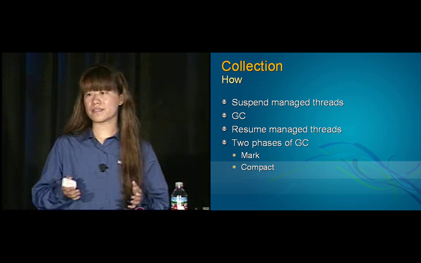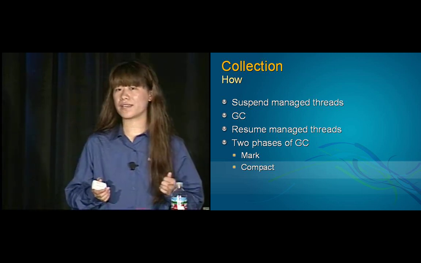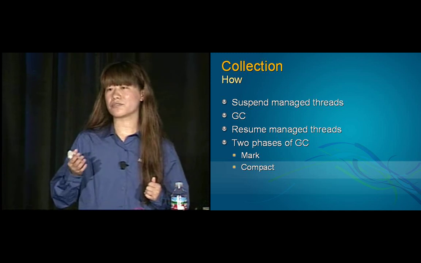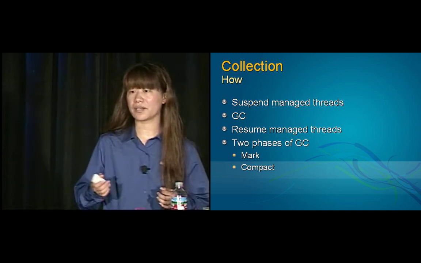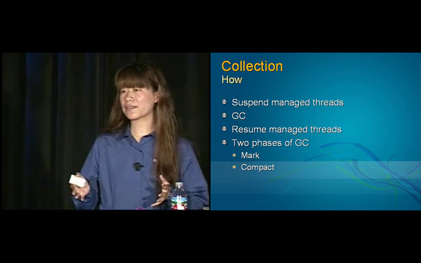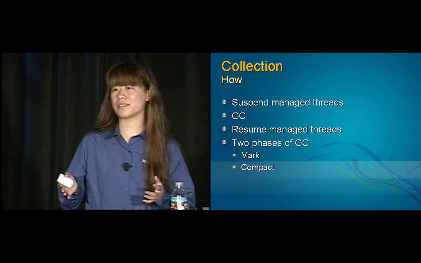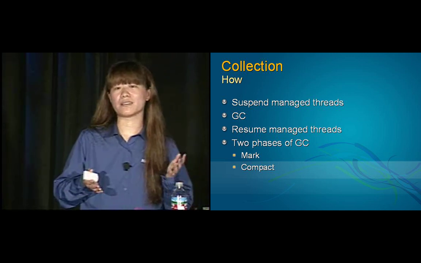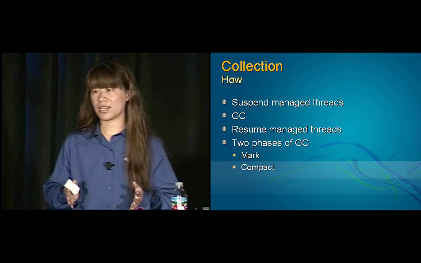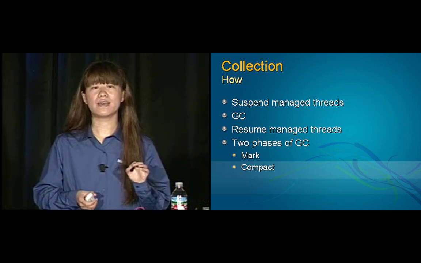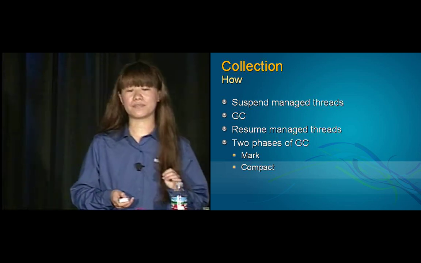And there are two phases of GC. One is the mark phase, which is to find all the live objects. The other one is the compact phase. The compact phase is relatively straightforward. Basically it moves objects around, and I'm not going to spend much time on that. So let's look at how GC finds which objects are live.